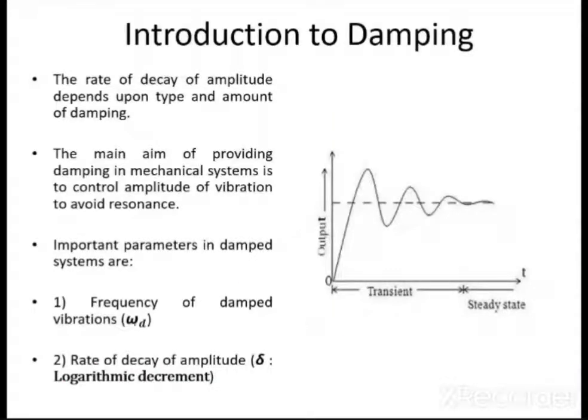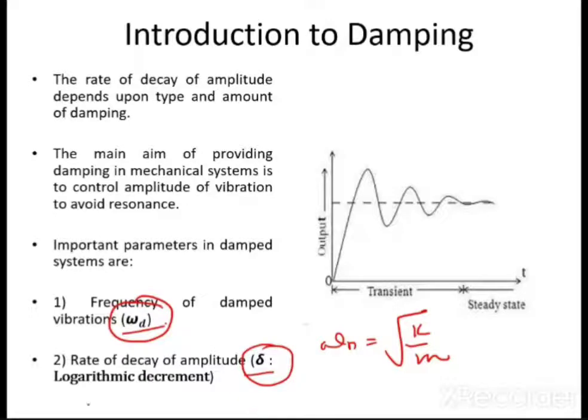Now basically you have understood what is omega d and what is logarithmic decrement. Next part is to derive. Now you know what is omega n. What is omega n? Square root of k upon m. Now you have to derive the equation for omega d. You have to derive the equation for the delta, mathematically.